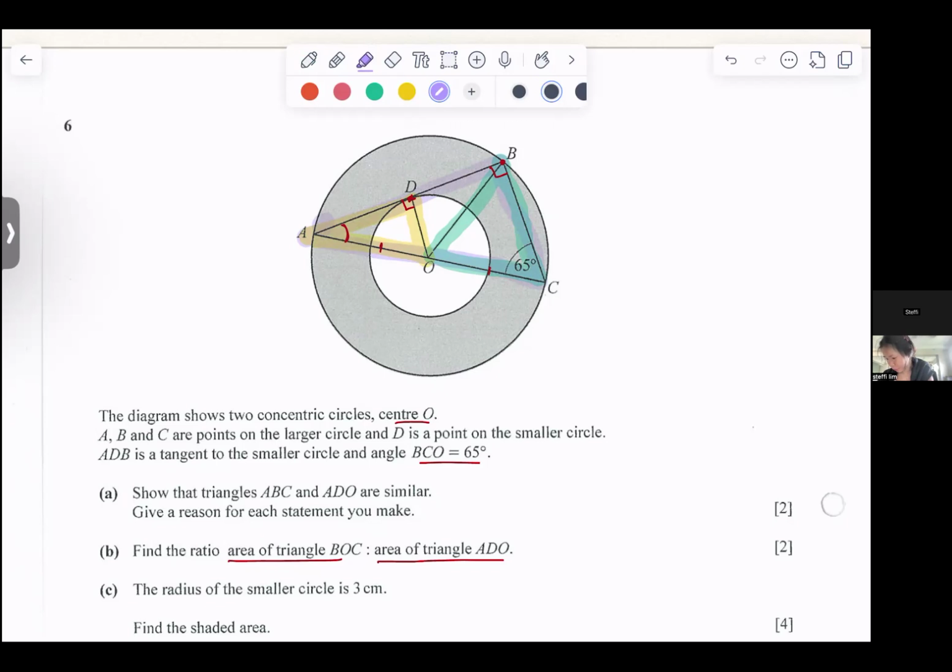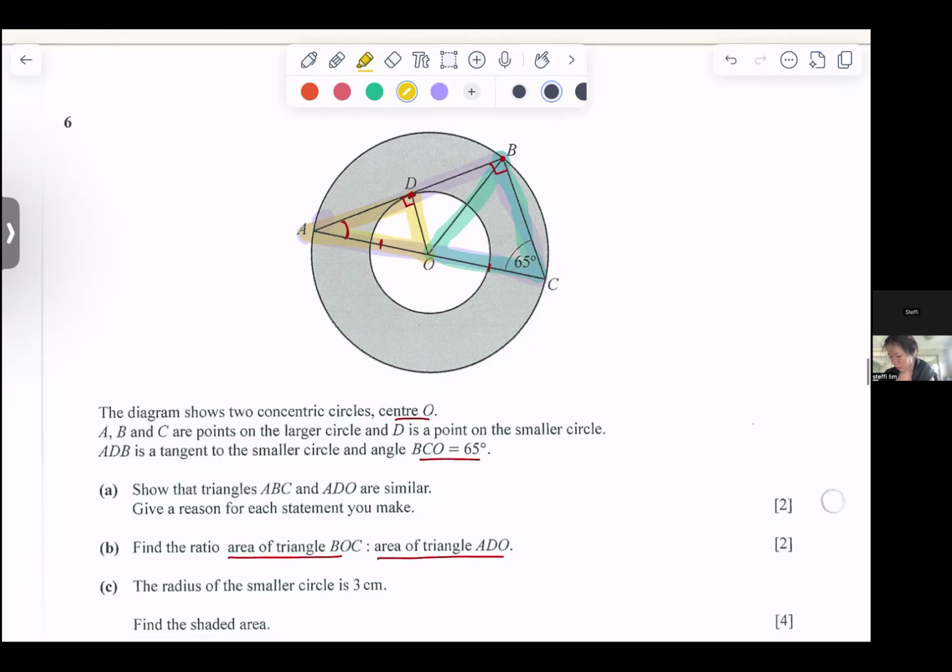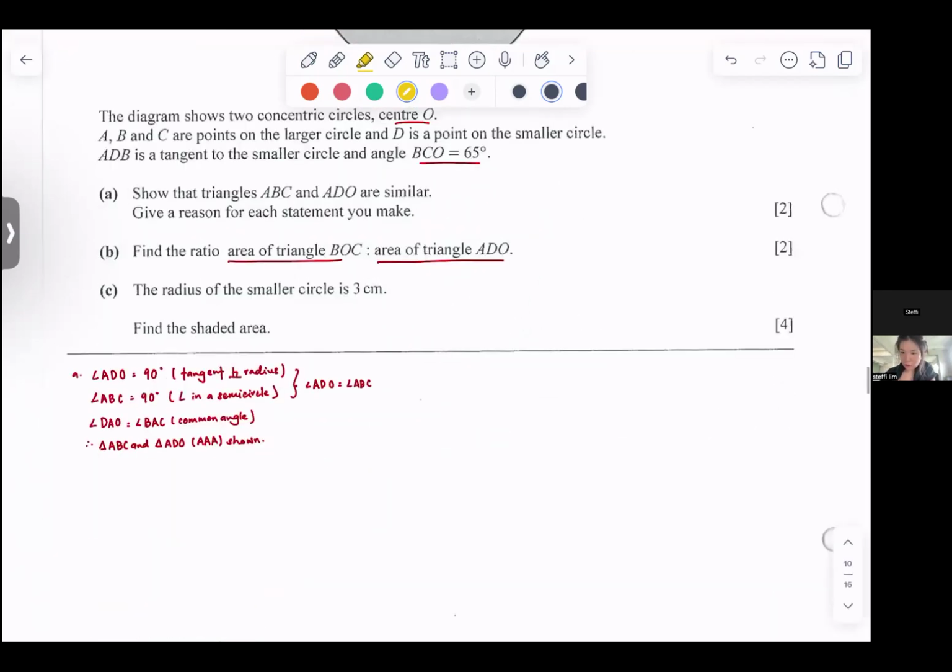And you also know that ADO and DOB are the same triangles, so naturally their areas are the same. And you also need to find this quadrilateral ODBC. Okay, never mind, let's write it out before I start to get lost.